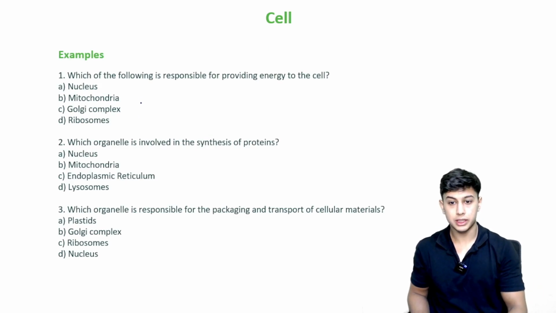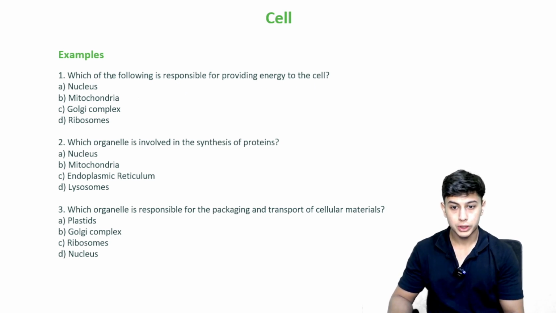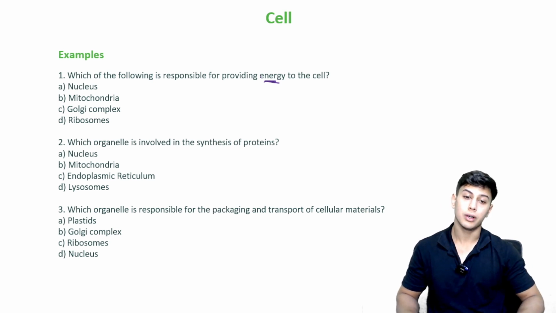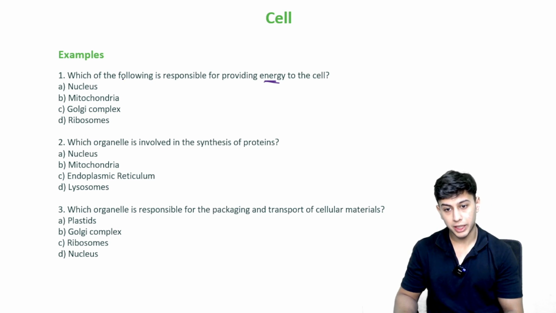So our first question is, which of the following is responsible for providing energy to the cell? We studied various organelles, what they provide to the cell, what function they have. Now we are asking for energy. So out of these, nucleus, mitochondria, Golgi complex, ribosomes, the correct answer is B, mitochondria.